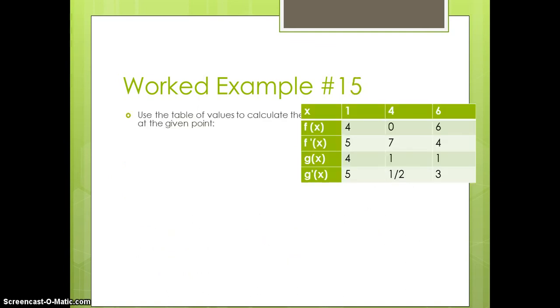Now our tables. So let's use the table of values to find the derivative at a given point. Let's say r of x is equal to f of 2x plus g of x, and we're going to find the derivative at x is equal to 1.